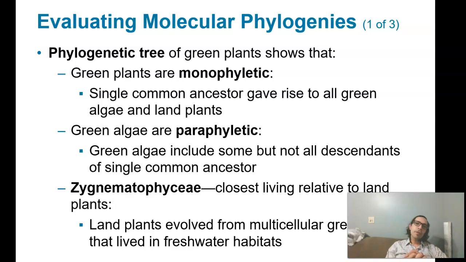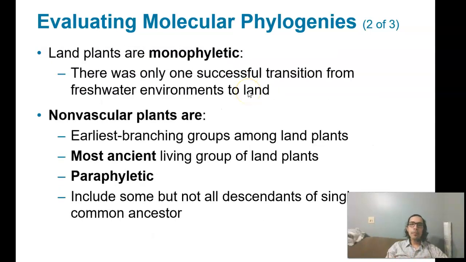Zygnematophyceae are the closest living relatives of land plants. Okay, these are algae that evolved from multicellular green algae that lived in freshwater environments. And then land plants on their own are monophyletic. This shows that there was only one successful transition from freshwater environments to land.